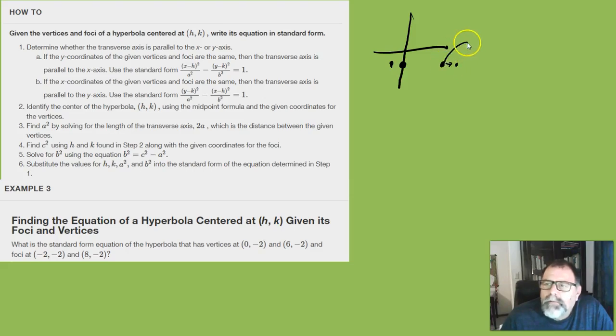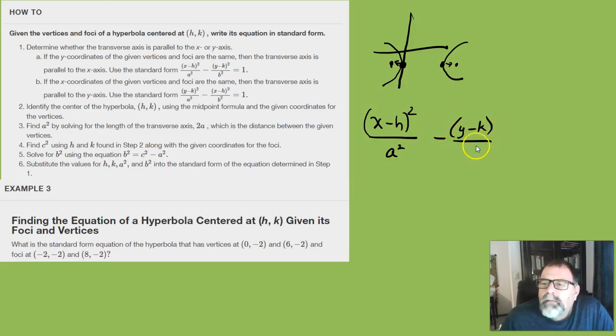So again, remember, if you go from the vertex to the focus, that tells you the direction that portion of the hyperbola opens. All right, so it's going side to side, so the transverse axis is parallel to the x-axis, so I just say a horizontal transverse axis. So (x minus h) squared over a squared minus (y minus k) squared over b squared equals 1.